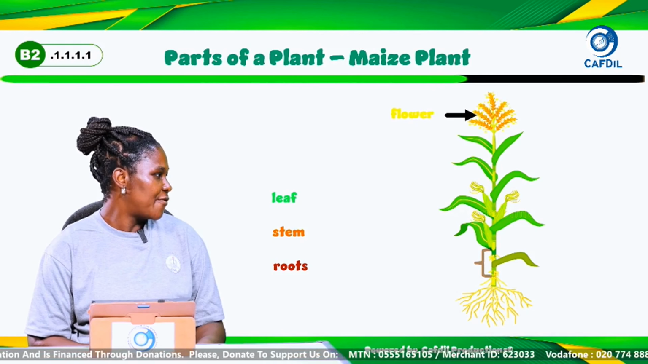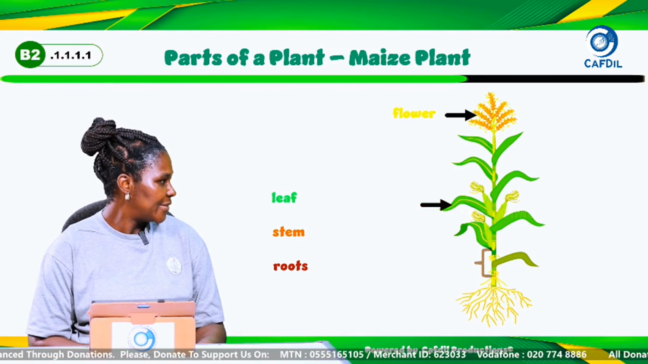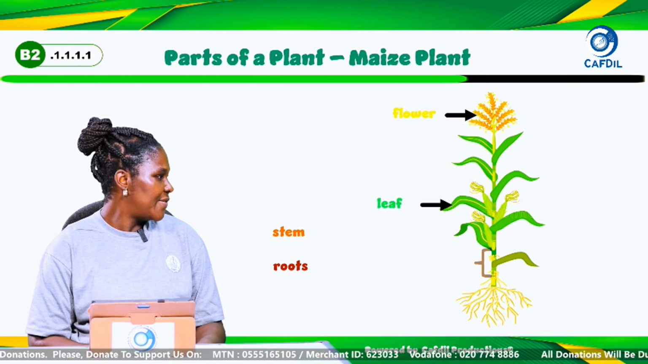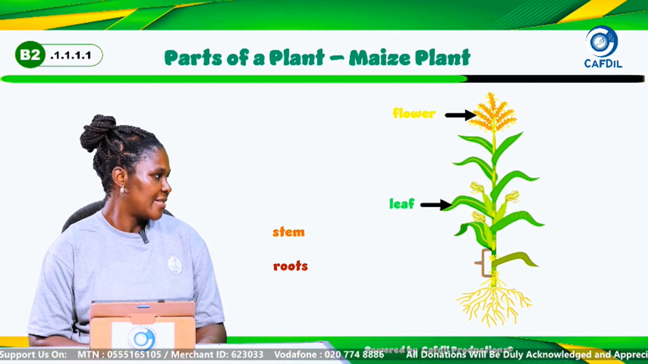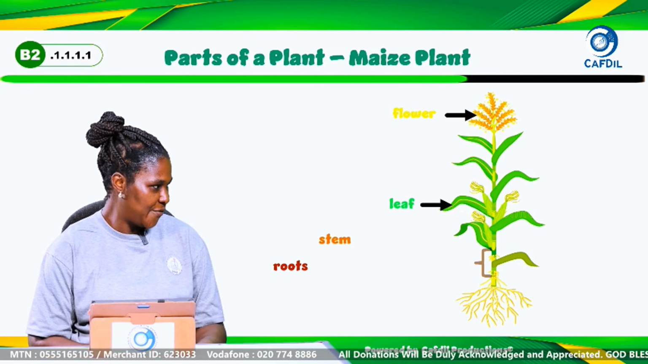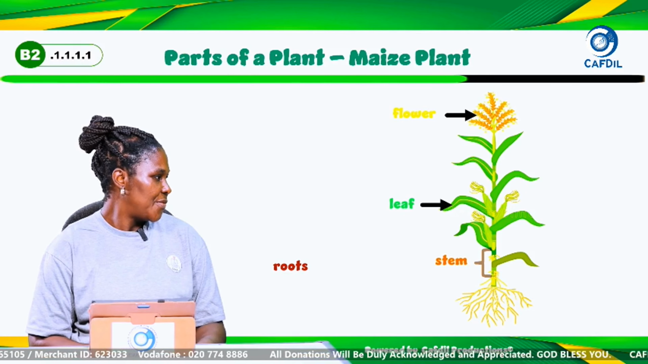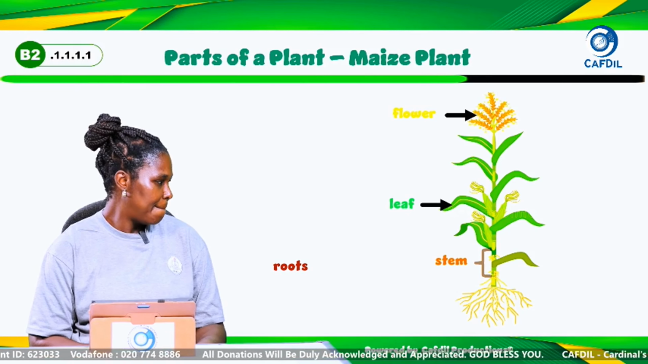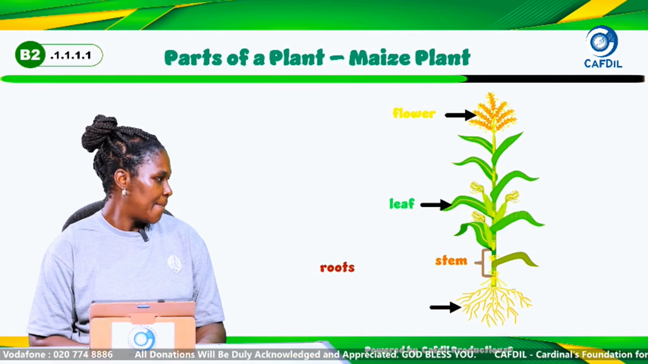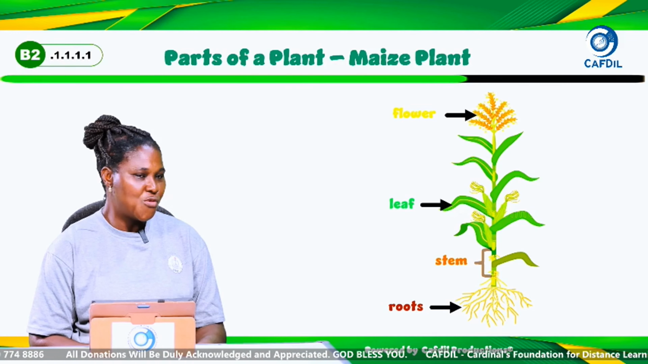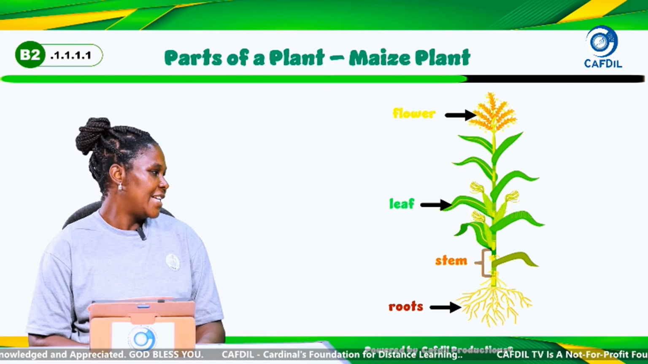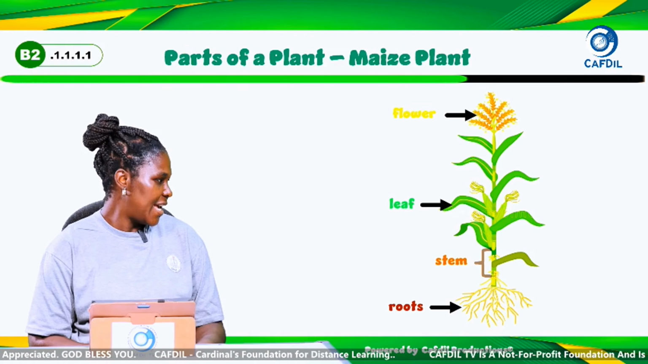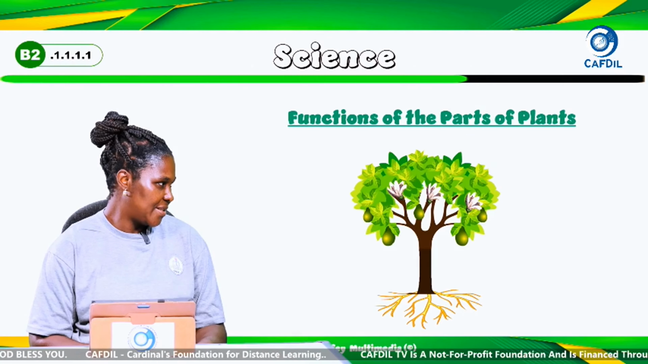So we have the flower, we have the leaf. When there are many, we say leaves. One is leaf. We have the stem and the roots. So for the maize plants, we have the flower, the leaf, the stem, and the roots.